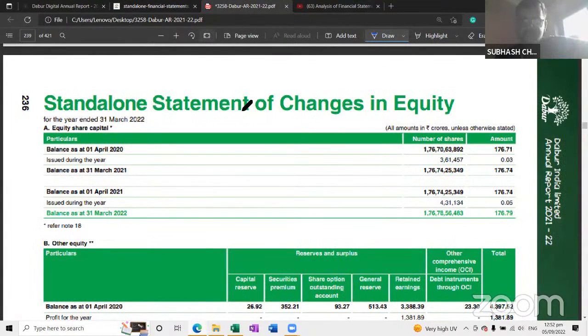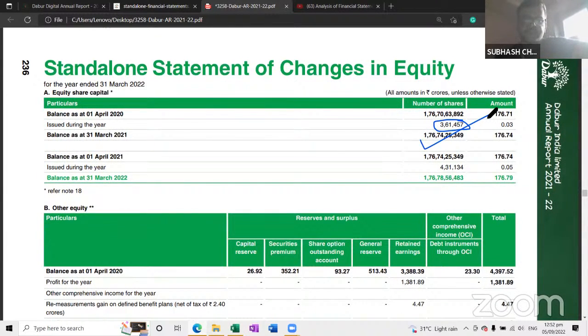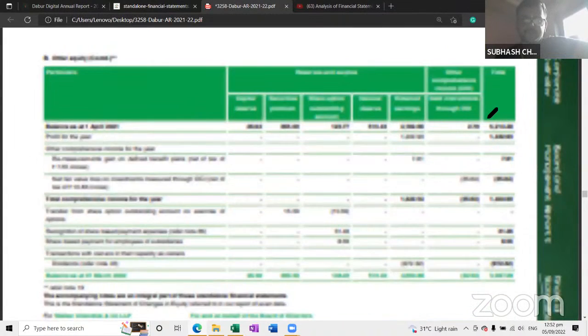Yes, is it visible to you all? Statement of change in equity. See, earlier the number of shares is this much, the amount is this much, but in crores. Issued during the year, how many shares? 361, this one. And finally, the closing is this one. So change in equity, nothing else. Very simple.